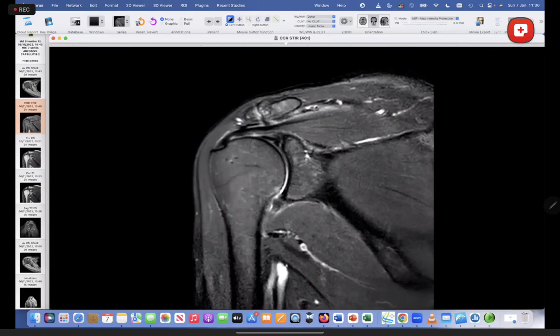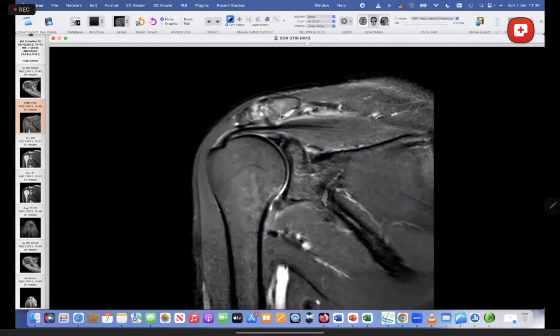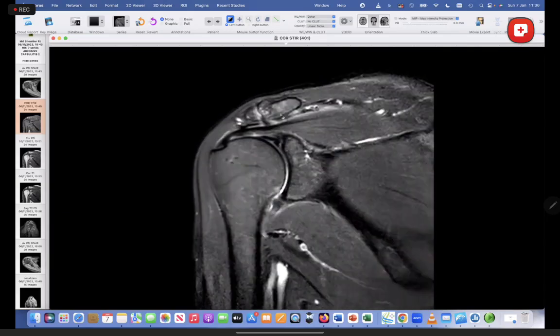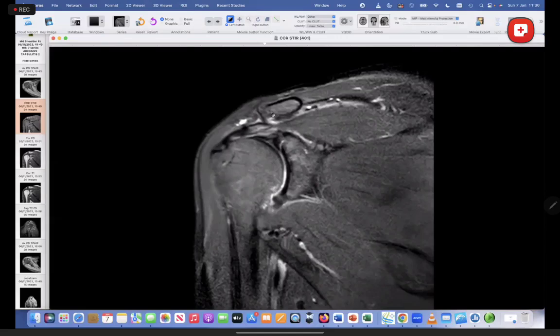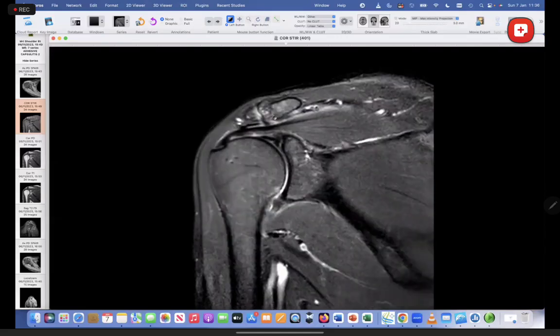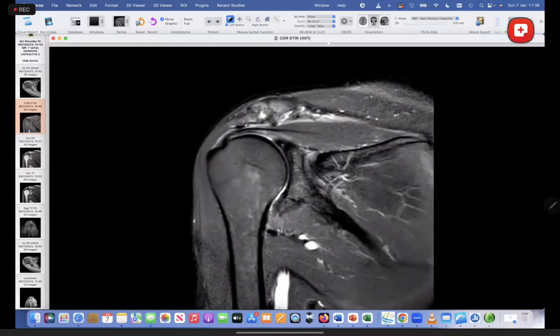Now here, what you see is the same thing that we've already picked up on the axial, that there is wear and tear change. There's a little bit of marrow edema of the lateral end of the clavicle. There's a bit of edema of the joint capsule, and there's a bit of marrow edema of the acromion. Now, this is an important sequence because it tells us a couple of things.